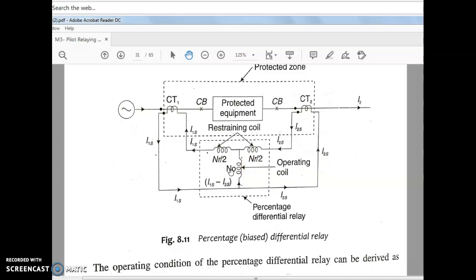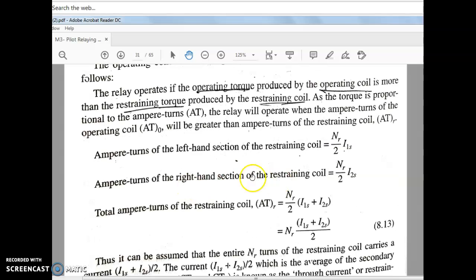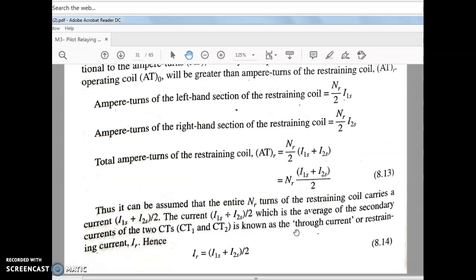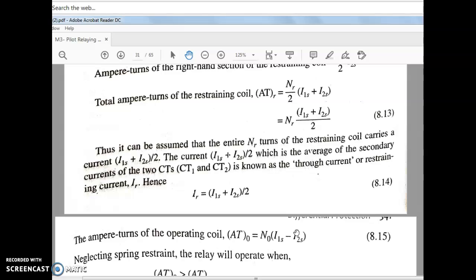Here they have given the ampere turns. On the left side it is NR by 2 and the current flowing is I1S. Turns and current. On the right-hand side it is NR by 2 and the secondary current is I2S. The total current through the restraining coil is I1 plus I2, and the number of turns is NR by 2. Here we can change this equation like this. IR is equal to I1S plus I2S divided by 2, the total current flowing through the restraining coil, that is IR.